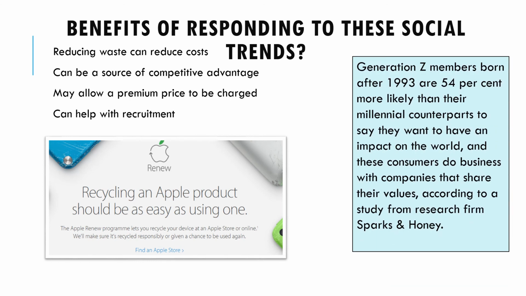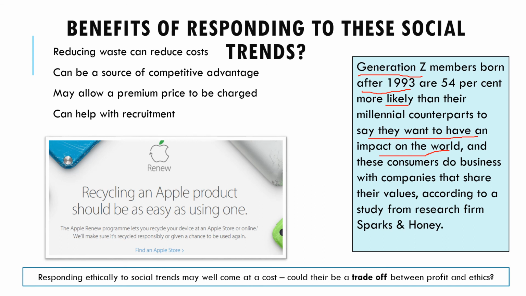Here's an example. And it's an increasing trend. So Generation Z, people born after 1993, are considered very likely to say they want to have a positive impact on the world. And so these consumers value companies that are more ethically minded, or perhaps have more concern for the environment. Now we must consider whether responding ethically to social trends may come at a cost. Could there be a trade-off here between profit and ethics? That's one to think about.